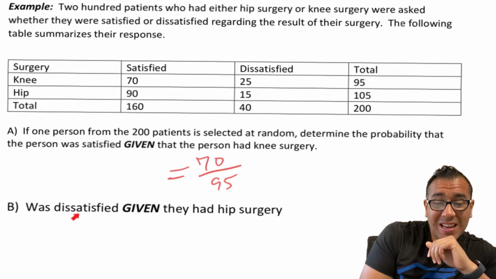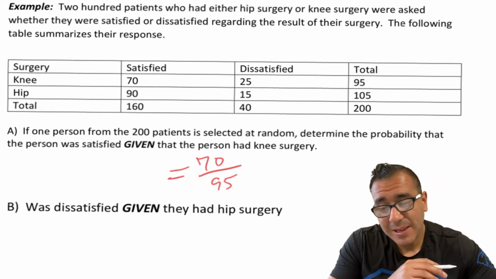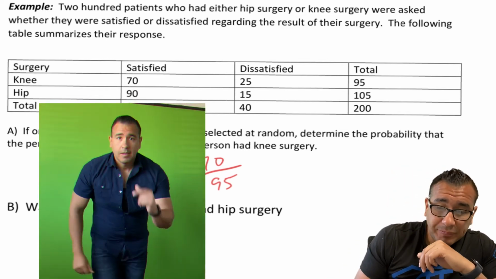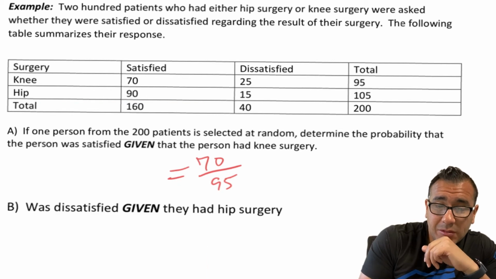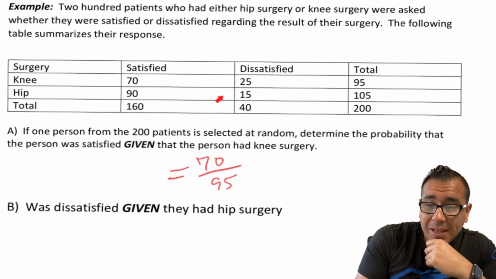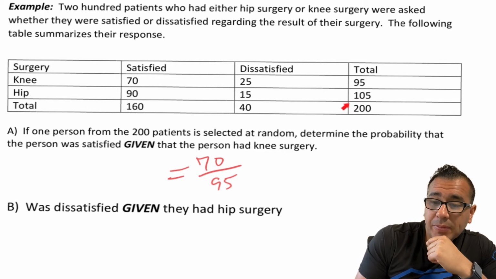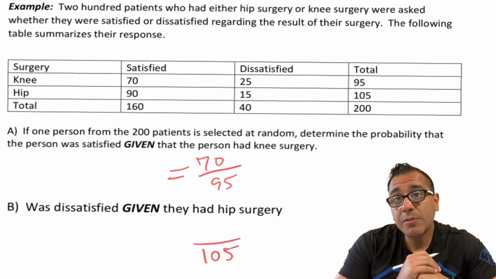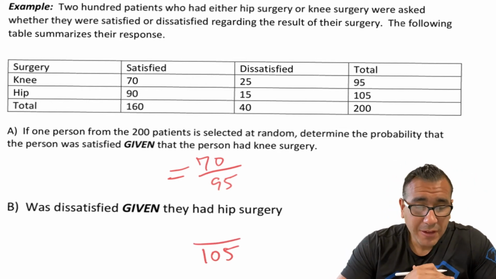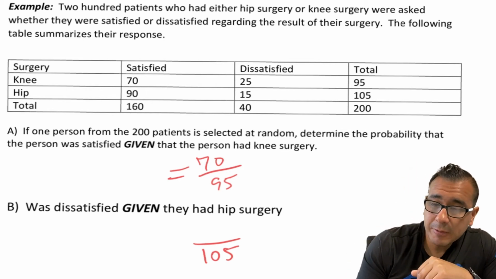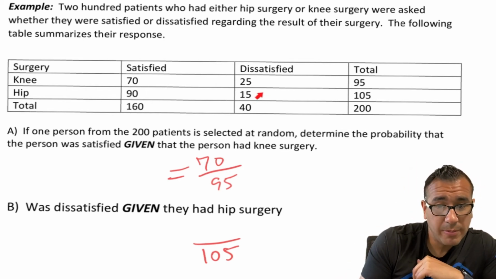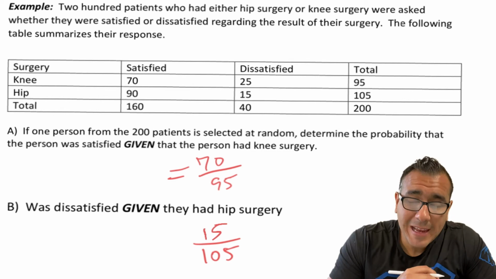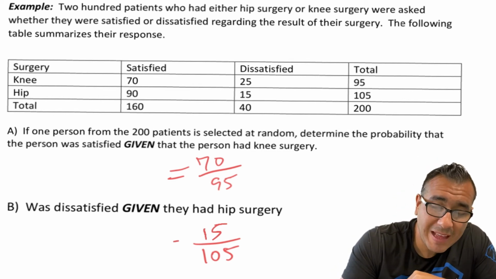Let's say a person was dissatisfied given that they had a hip surgery, because as you know, it's all about those hips. So given that they had hip surgery, there were 105 people who had hip surgery, and out of those 105, how many of them were dissatisfied? Shakira was not one of them. So 15 of them were dissatisfied with the surgery. So that's what we're looking at right there.